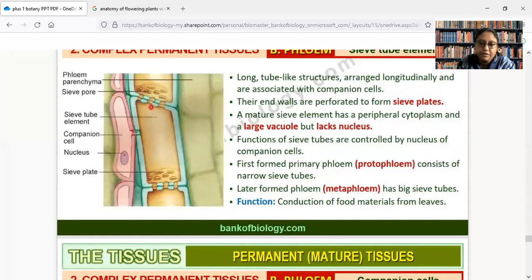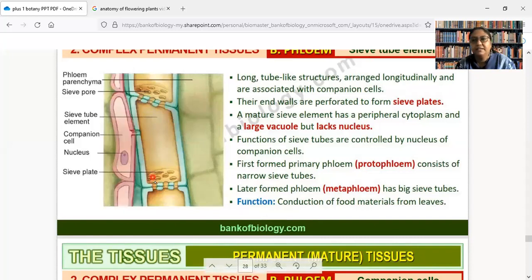So if primary phloem is formed, which is called protophloem, it will have very narrow sieve tubes. But metaphloem, similar to metaxylem, has very big sieve tubes. Big means their diameters are more.